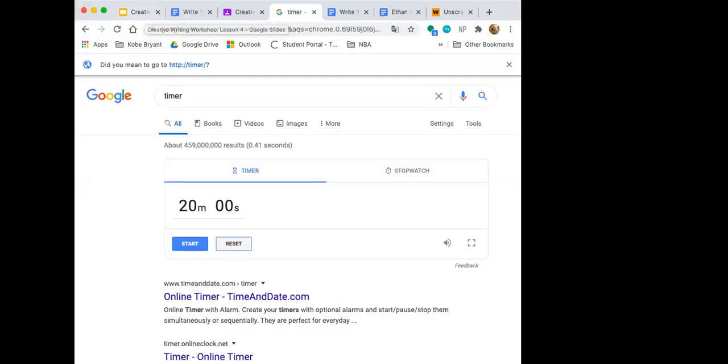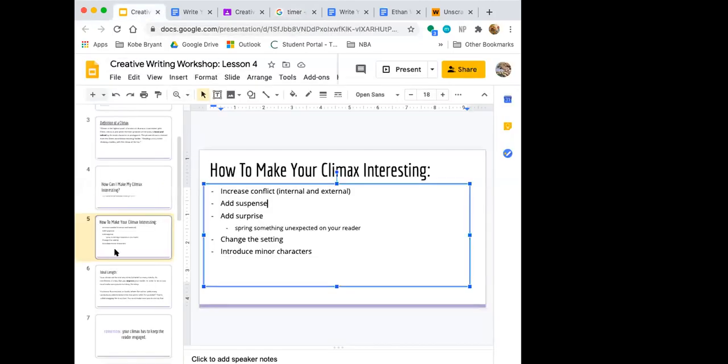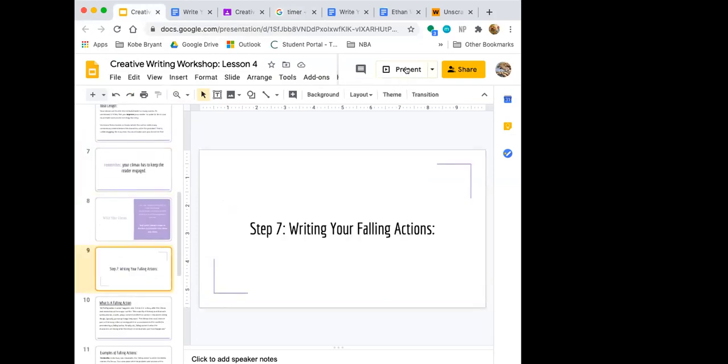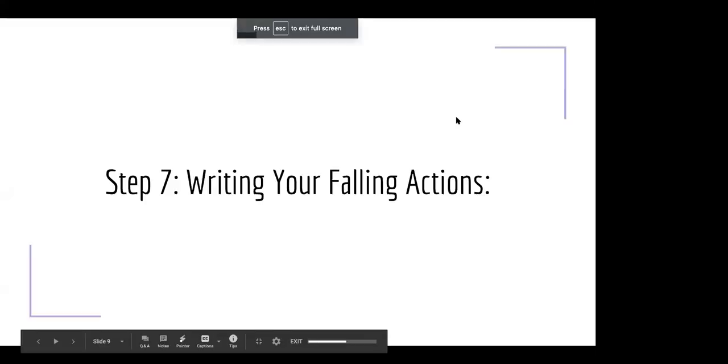As always, and as I said in the chat, if you need more time, you can finish it for homework. Okay. Step 7, writing your following actions.